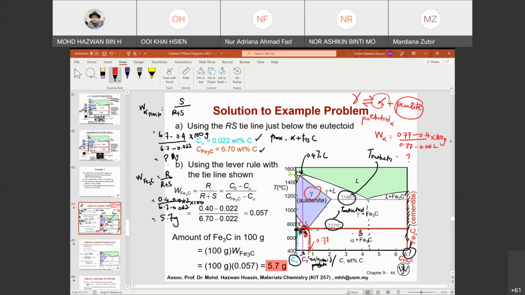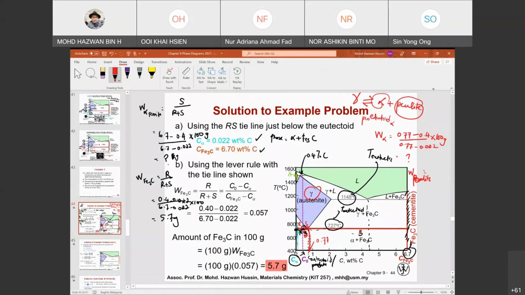Same, how about the weight fraction of perlite? Sorry, not cementite, perlite. Are you done? Not yet. Give me a second. It's okay if you have not calculated. You just tell me what's the value that you should use.